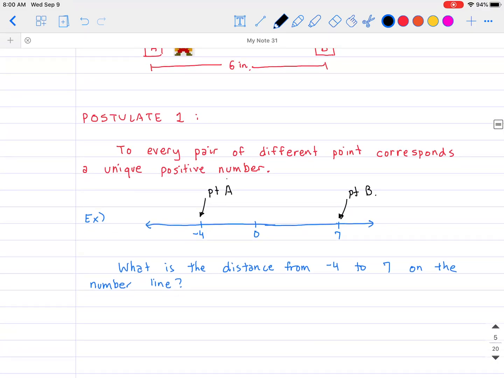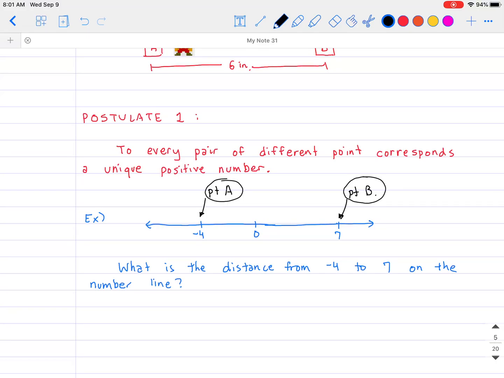So what that means is that if you have a point, which we'll call A, located at -4 on the number line, and then you have another point B, which we'll say is located at 7 on the number line, there is a number that will correspond to the distance from A to B. And that's that positive number that we're talking about.